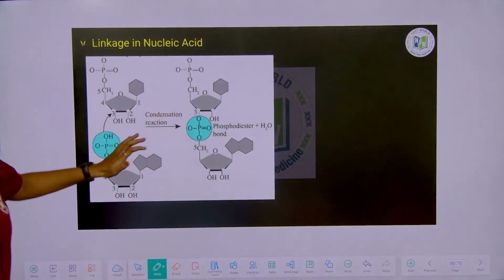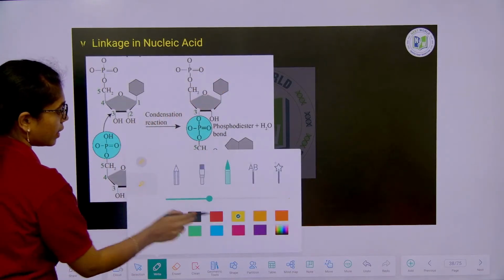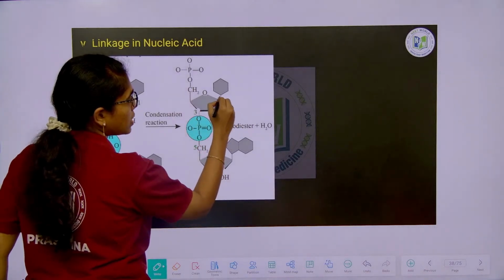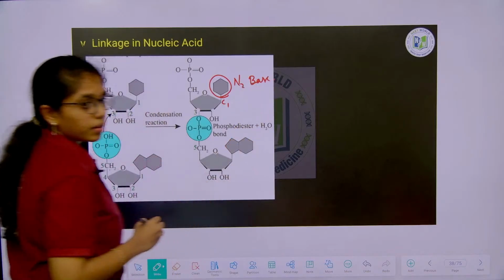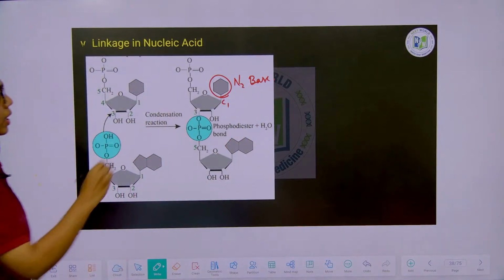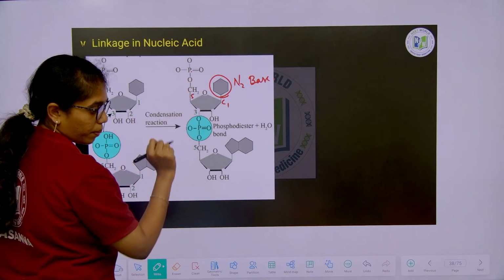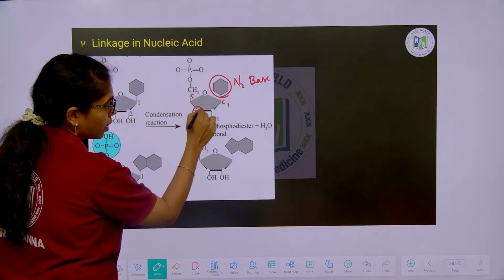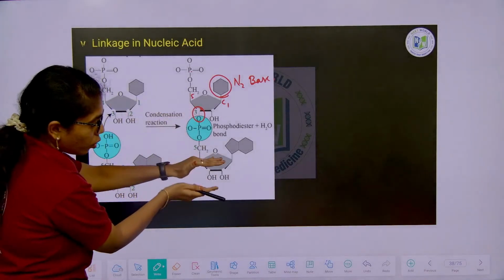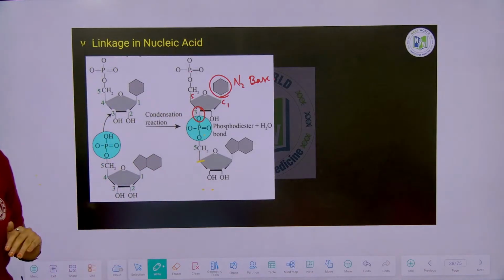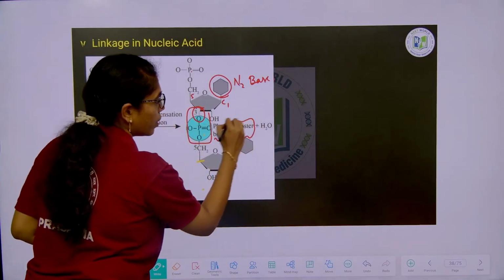So here, this is one nucleotide. In this single nucleotide, you are clear with this. C1 of this is attached to the nitrogen base by what bond? N-glycosidic bond. C5 is attached to the phosphate group by what bond? Phosphoester bond. Now this third carbon is free, right? The OH group is free. And in the succeeding nucleotide, the phosphate group is free. Okay? So this will be bound with a phosphodiester bond.